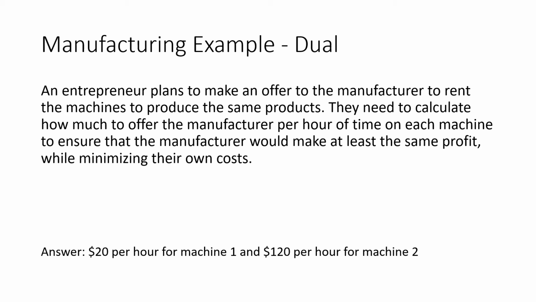As you see here, we're starting to write out the idea that the dual is getting at not the profits, but the cost of the resources. So how much would you have to offer to ensure that the manufacturer would make at least the same profit while minimizing their own costs? That is what the dual problem is asking. And the answer is going to be $20 per hour for machine 1 and $120 per hour for machine 2. So in other words, every hour on machine 1 is worth $20. Every hour on machine 2 is worth $120 to the first manufacturer. That's your shadow costs.